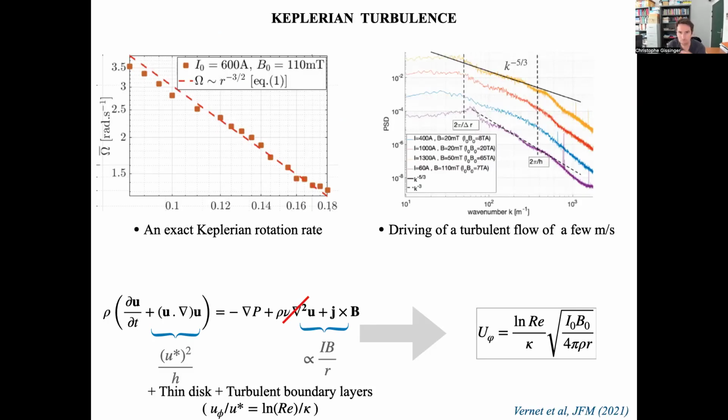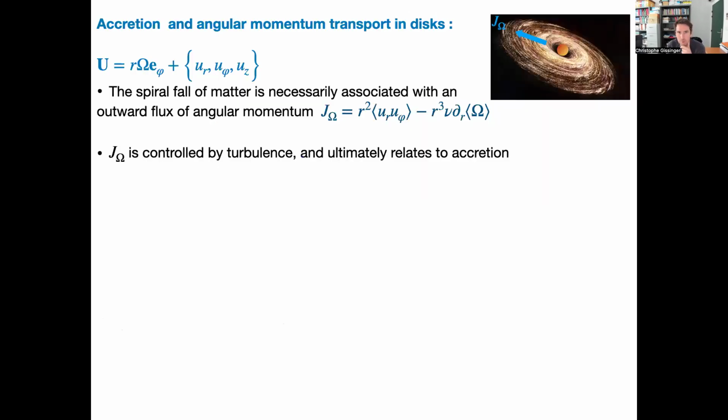Okay, so that's so far the description of the experiment. So now with this experiment, we can try to study angular momentum transport. So you all know that in a real disk, the velocity is a Keplerian rotation plus some fluctuation. And we know that the accretion rate is related to the flux of angular momentum. So I'm writing the radial flux of angular momentum here.